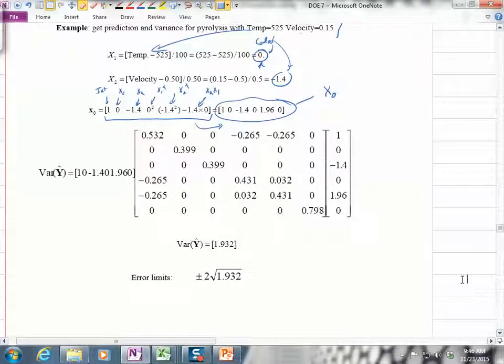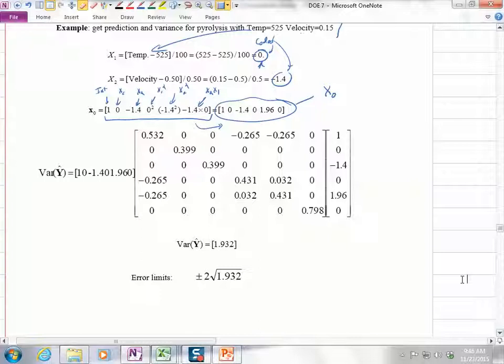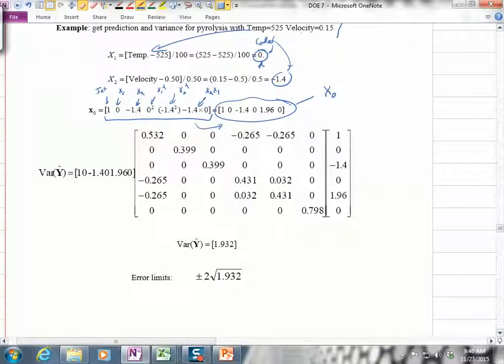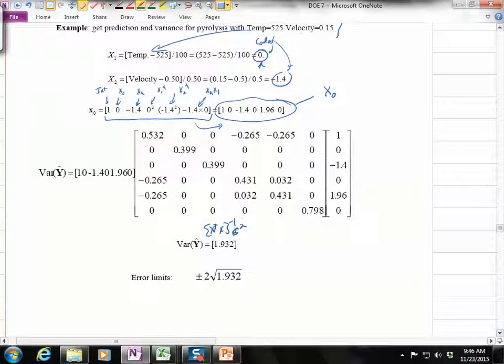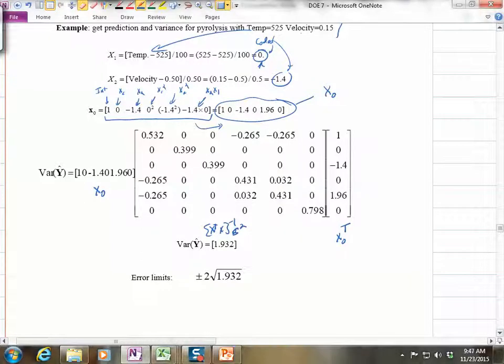Even though that's review, it's probably worth going over one more time. Does everyone see where we got that? Our model had all these terms, and we're making a prediction at a certain set of x1, x2 values. So we need to know what these numbers in our x naught matrix are, and then we have the X transpose X inverse here. Looks like sigma s squared was already multiplied into that, since it's not out here. And we have x naught and x naught transpose, and we just multiply it together. Plus or minus 2 is our error limits.